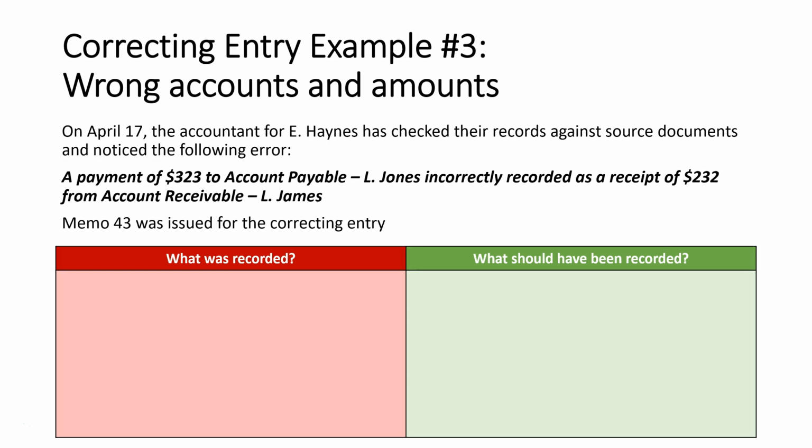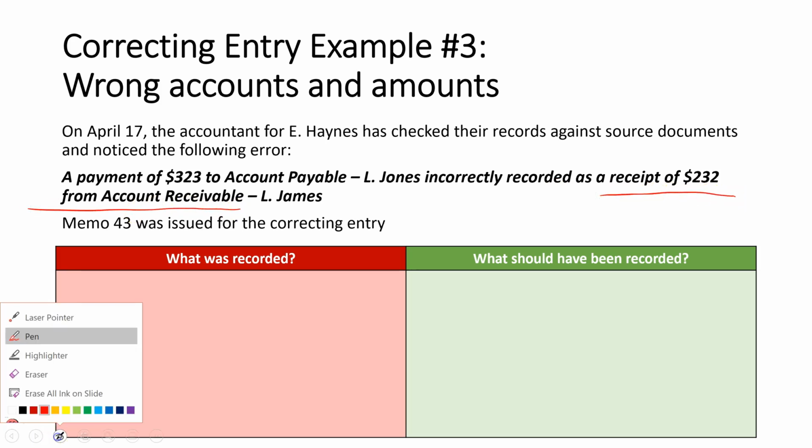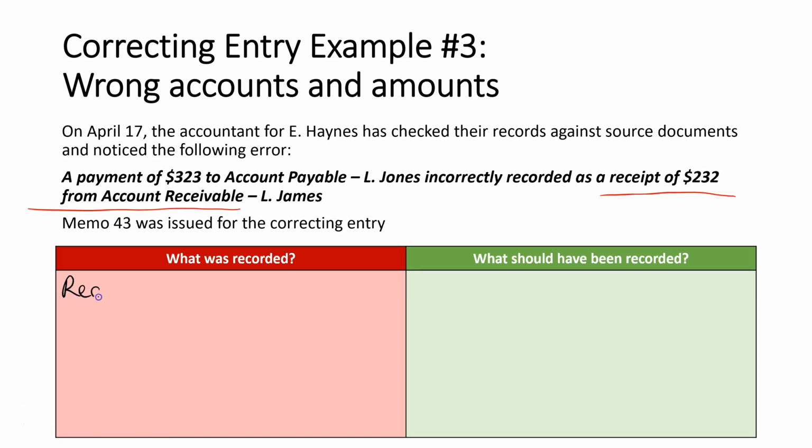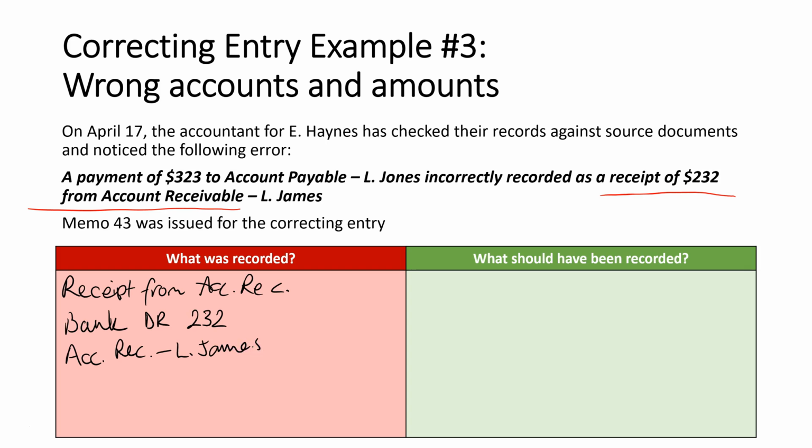So what was recorded was an incorrect recording of a receipt from account receivable. So if we think about what would have been recorded, so a receipt, when we receive something from an account receivable, that means that our bank is going to go up, and in this case it would have gone up by $232, and then our account receivable for L. James would have gone down, so that would have been credited $232.